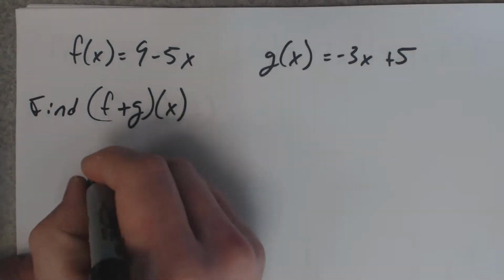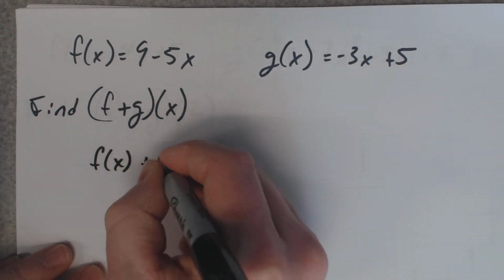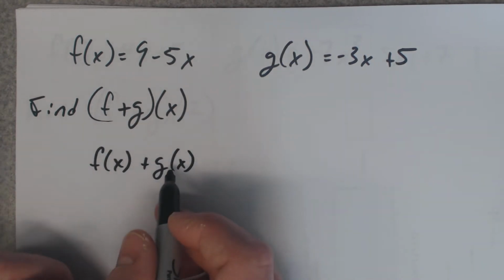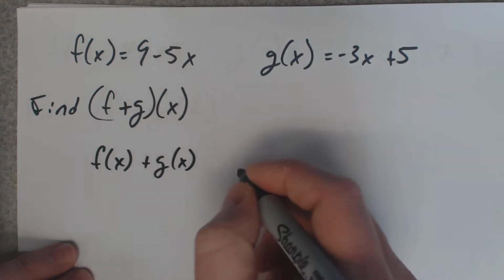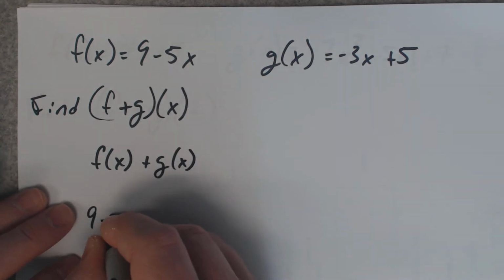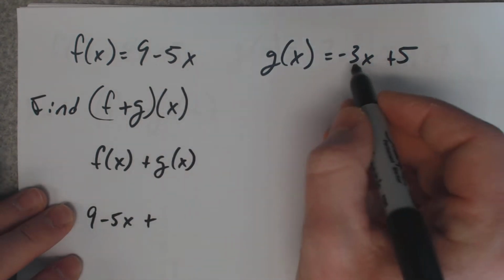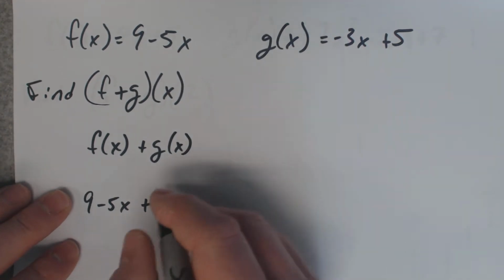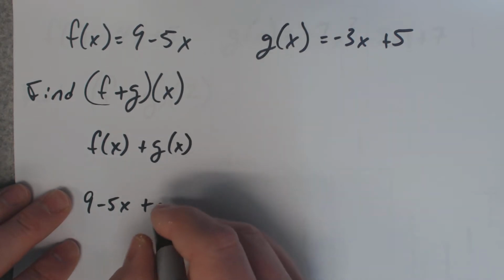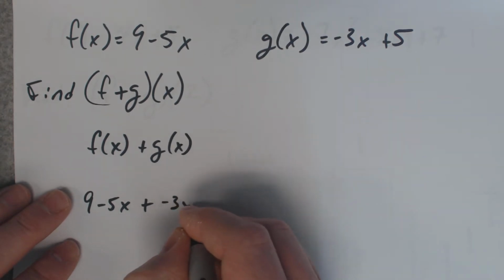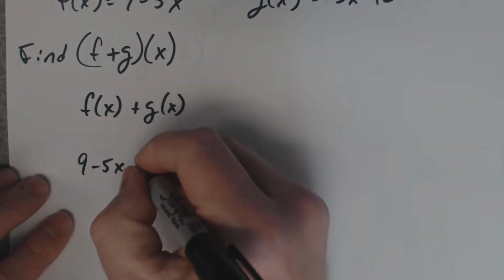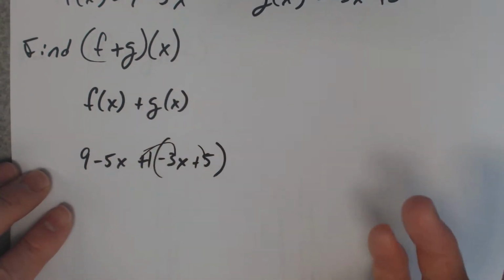Let's add them together. f of x plus g of x. All I'm doing is, that's the notation. This is the same as saying 9 minus 5x is f of x plus -3x plus 5. When it was subtraction, I used the parentheses, but it doesn't matter when you add. It matters when you subtract. I'll go ahead and put parentheses anyways, because if you distribute a +1, it's like nothing ever happened.